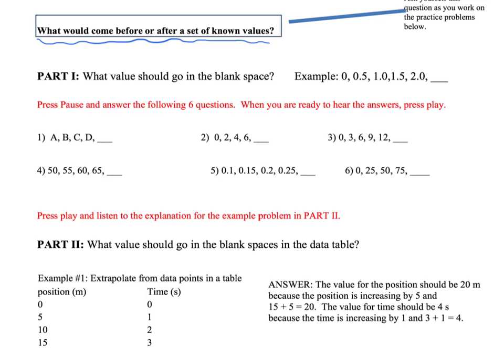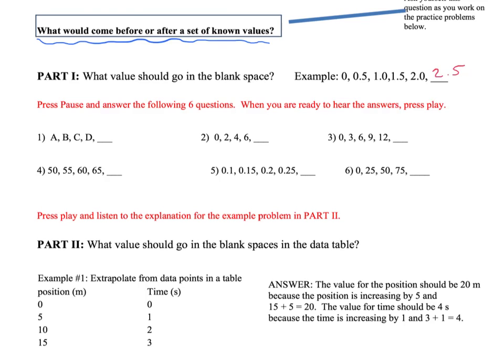Okay, part 1, what should go in the blank space? I'm going to go through an example, then you'll hit pause and try the 6 questions below. For our example, we're trying to figure out what goes in the space here at the end. So we have 0, 0.5, 1.0, 1.5, and 2.0. So we're thinking about, is there a trend with this given information, and what should come after that set value? So I see that each number is going up by 0.5. So at the end, if I have 2.0, I can expect the next number to be 2.5. Okay, go ahead and hit pause and try the next 6 questions.